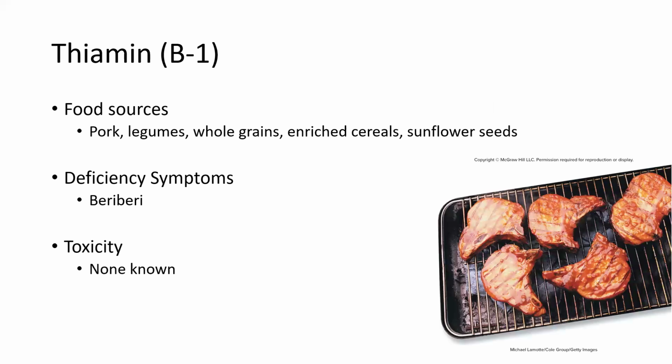Okay, thiamine or vitamin B1 you can find in food like pork, legumes, whole grains, and cereals. A deficiency in thiamine can lead to a condition called beriberi, and that's going to affect the nervous system and the cardiovascular system. On the other hand, toxicity is not really known to occur. And so, really, the only thing to worry about is a deficiency.